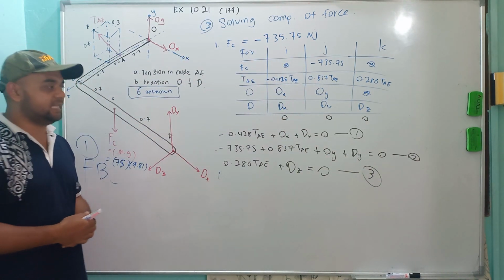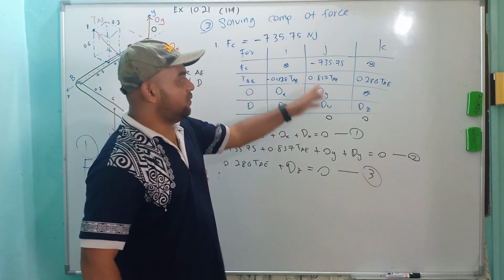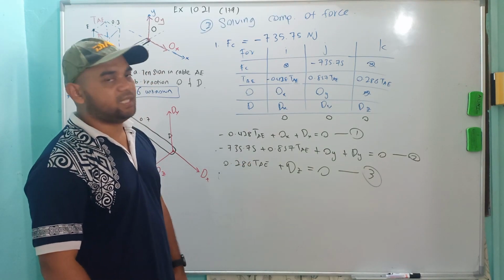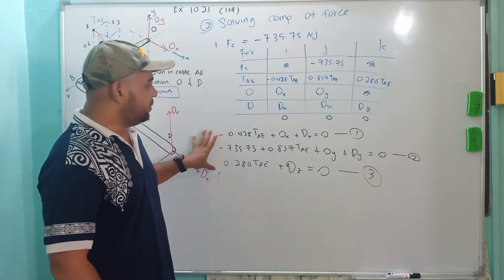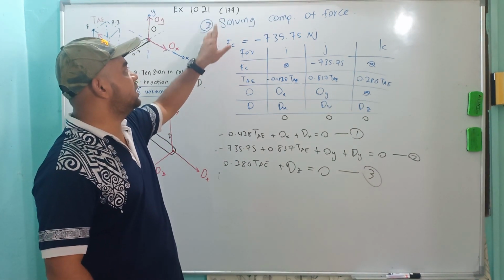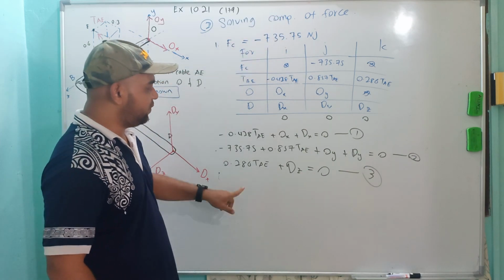Okay, now you have 3 equations, but you still have 1, 2, 3, 4, 5, 6 unknowns. You have 3 equations and 6 unknowns, so you cannot solve yet, but you will maintain these equations to be used later when you go to the third part, which is solving the components of moment. Here we just solved the components of force, so we have this one.